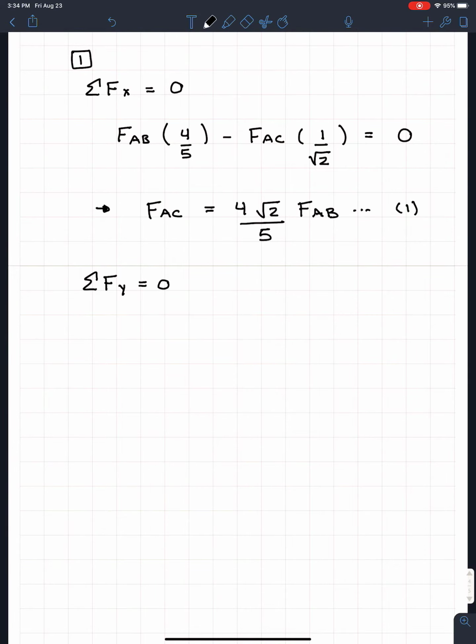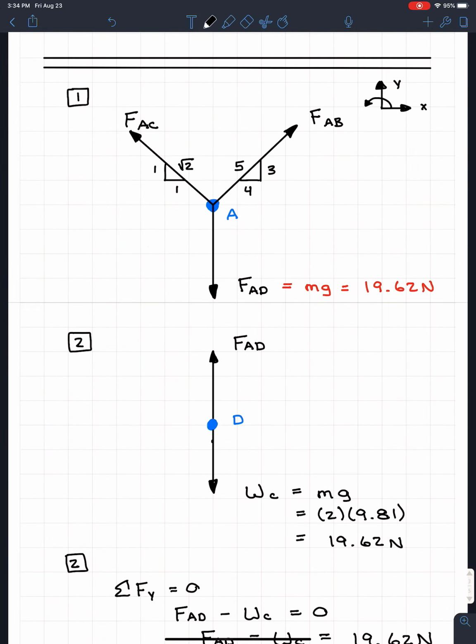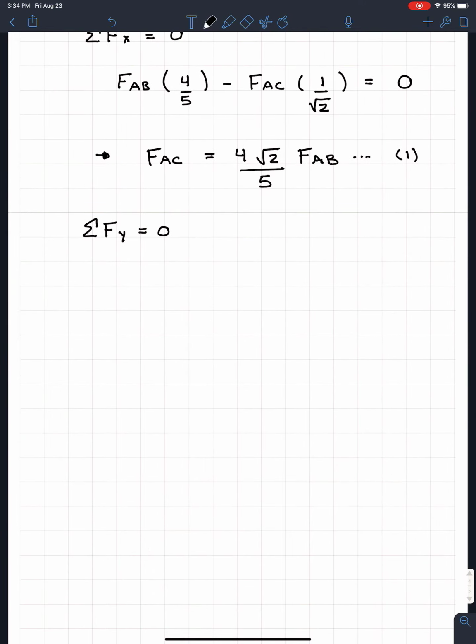So like before, what we're going to do is we're going to go up. And remember that according to our sign convention, any forces that go up will be positive and any that go down will be negative. So we got FAC and FAB going up. So what we're going to have is FAB and then the component of FAB, which is going to be 3 over 5 to get it into its y component, plus FAC plus its component, which is 1 over root 2.